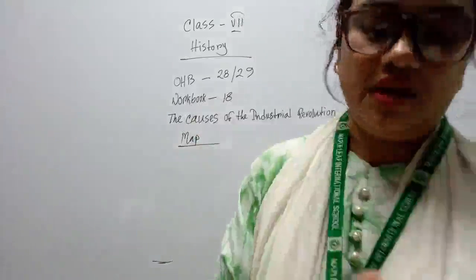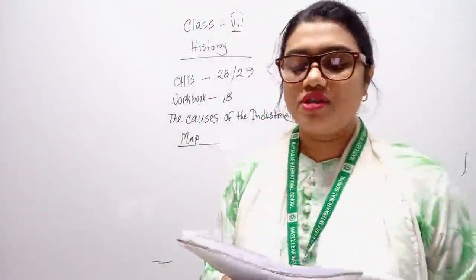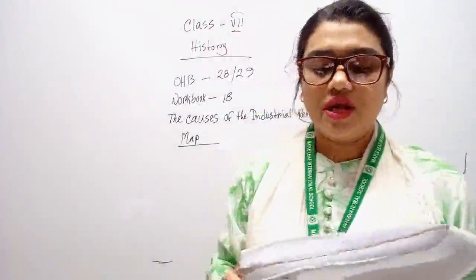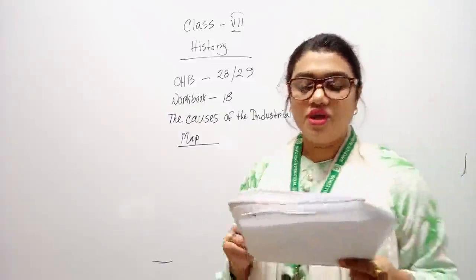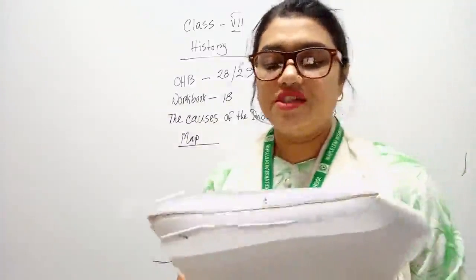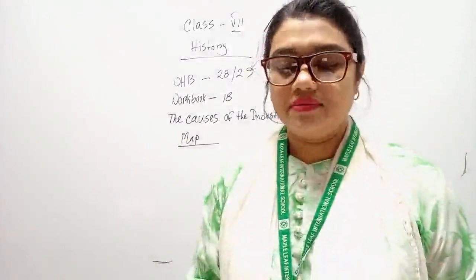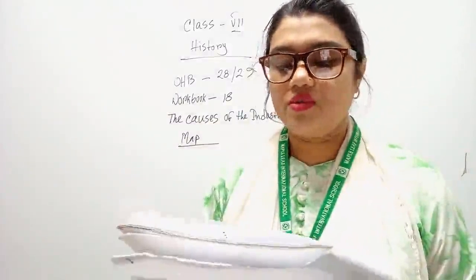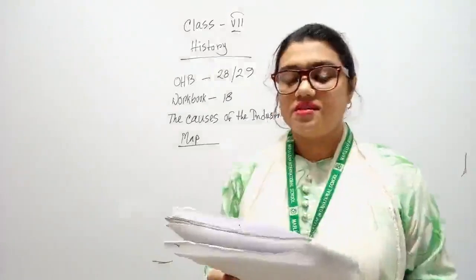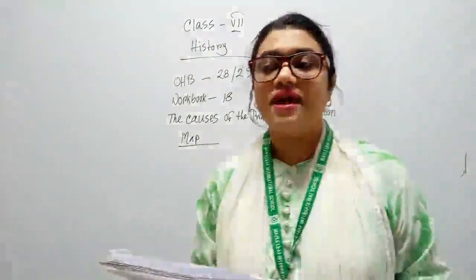Okay. Now, question number 2. Why were these things important causes of the Industrial Revolution? First cause is about colonies. Okay, why were colonies important? Because colonies were sources of raw materials and centers of trade where merchants could sell goods.